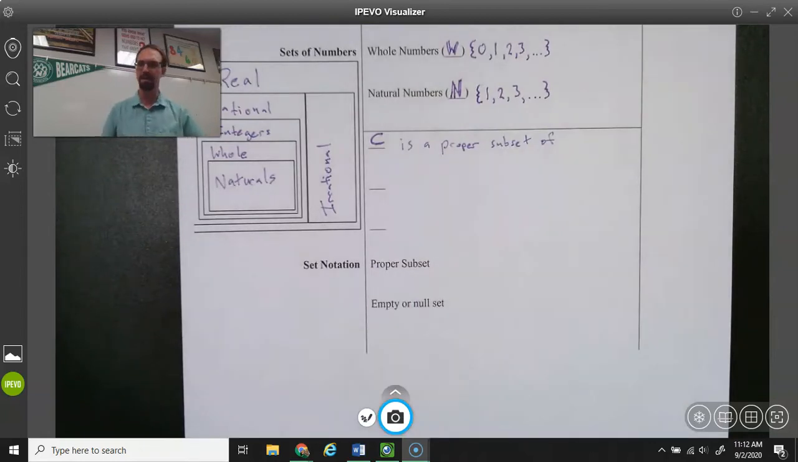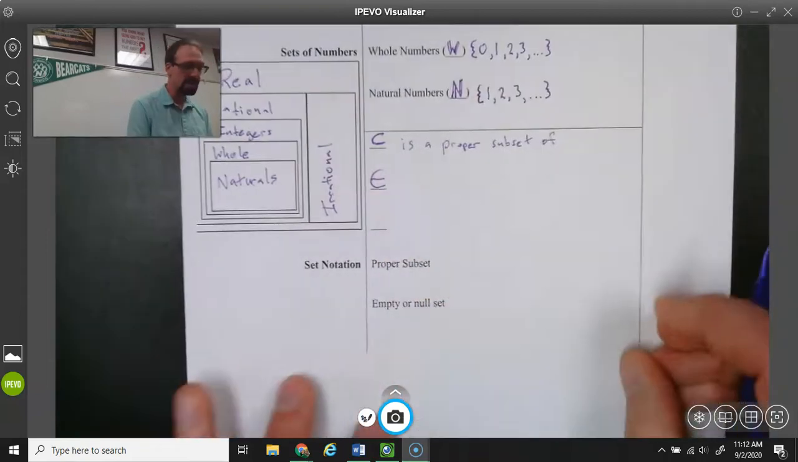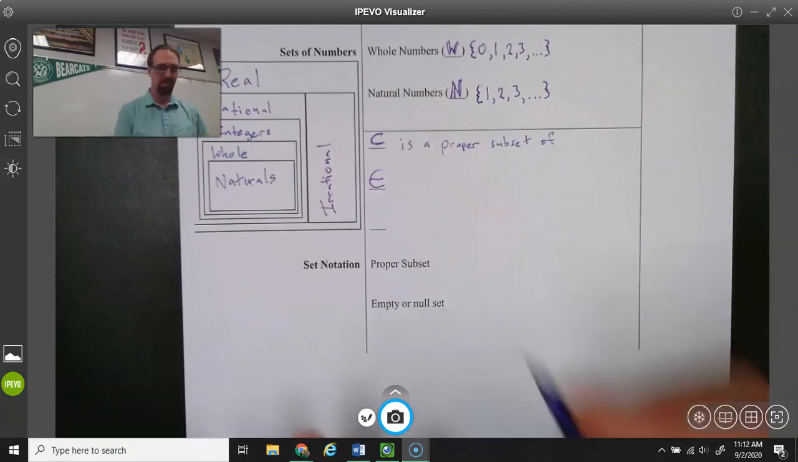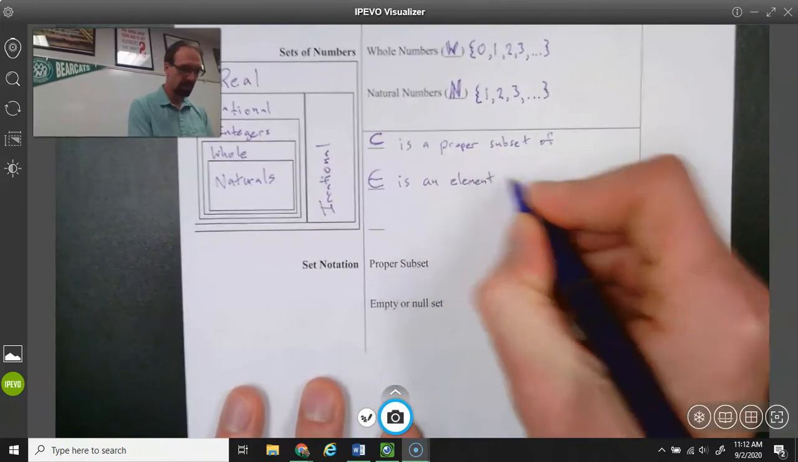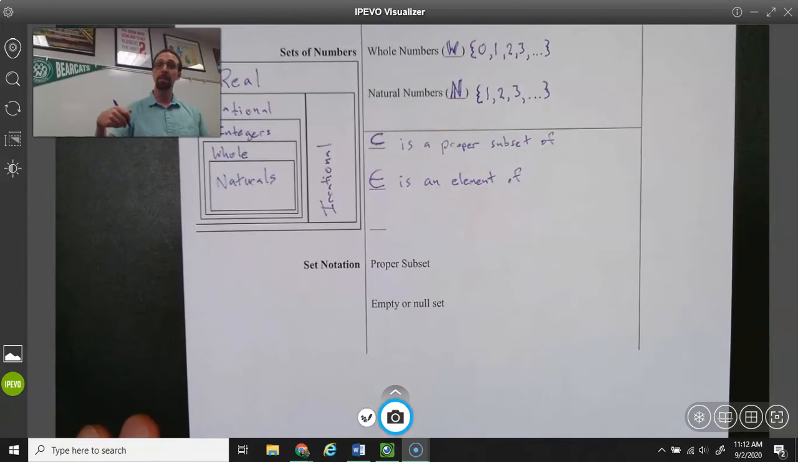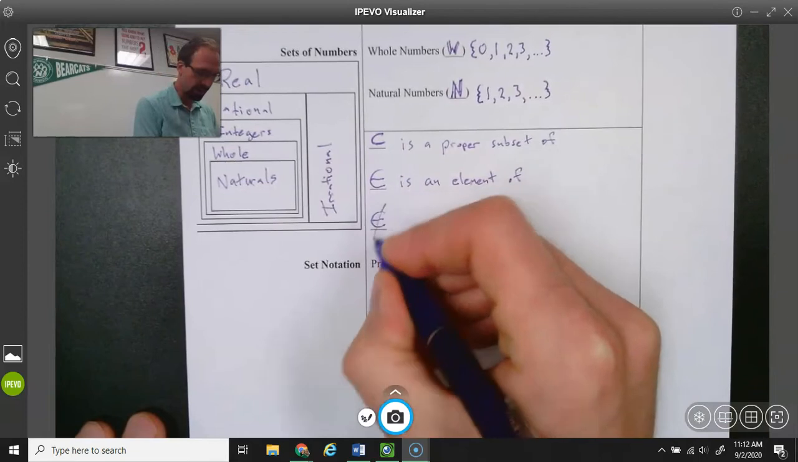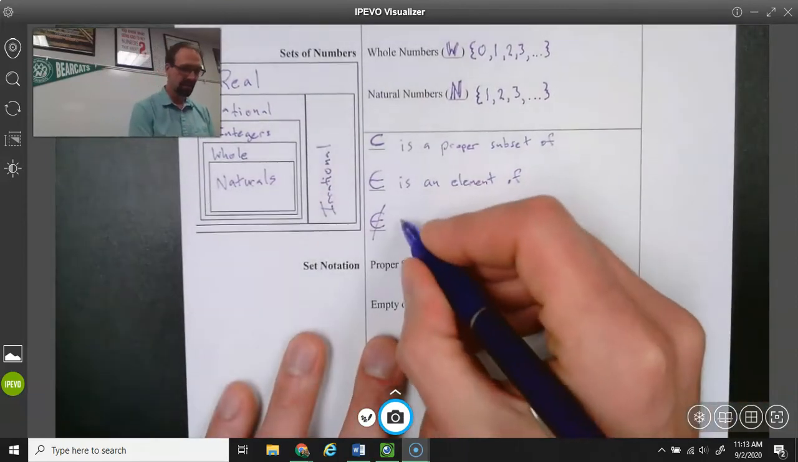The next thing that we're talking about is an element. An element symbol looks like an E. This E looks a little bit rounded on the edge, and this is an element of. We talk about numbers being an element of the sets. For example, 1 is an element of the natural numbers. Similarly, we could say something is not an element. So if I put a slash through it, just like with most things in mathematics, we put a slash through the symbol, it means it's not. So this is not an element of.